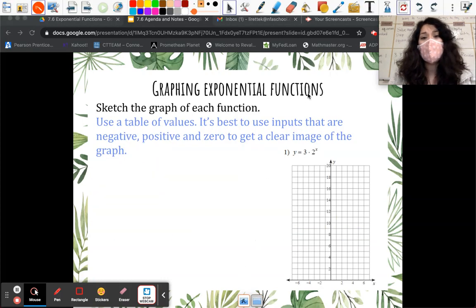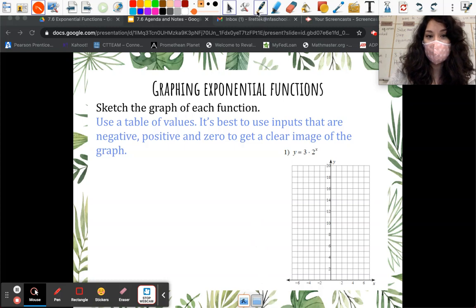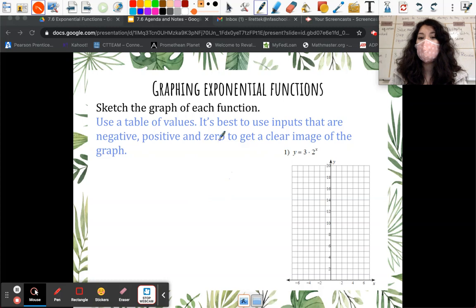So if you understand how to then evaluate this function, once you know what to substitute, then graphing actually should not be too difficult because you're doing basically the same thing, but you're just inputting different numbers. So let's take a look at a few graphing examples, and hopefully I can wrap this up before my class comes in. It says sketch the graph of each function, use a table of values, and it's best to use inputs that are negative, positive, and also 0, just to get a clear image of the graph. So I usually choose a negative value, maybe -2, 0, and maybe +2. You don't have to do a ton.